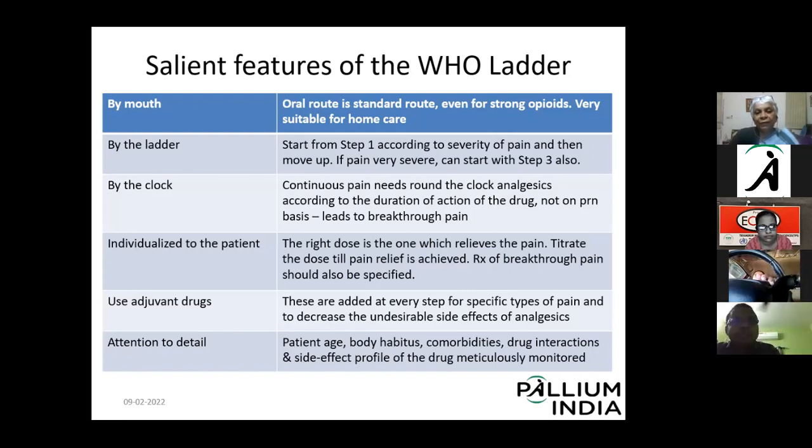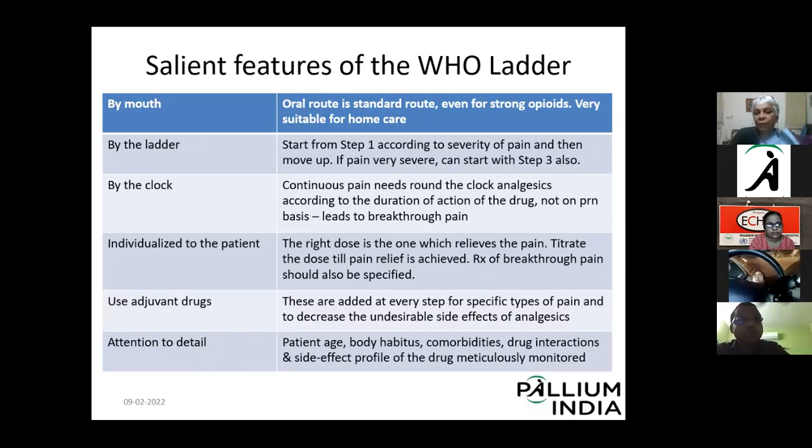The third important characteristic of the ladder is that the drugs are given by the clock. By the clock means it is given according to the duration of action of the drug and not on a PRN basis. Because if you allow the pain to appear, that is, if the duration of action or the half-life of the drug is exceeded, there is what is called breakthrough pain. And so you have peaks and valleys. That is not the idea of pain control. The idea is that it is controlled at less than 3 to 4 or even less throughout the 24 hours. So the patient is also more comfortable, and this breakthrough pain doesn't occur.